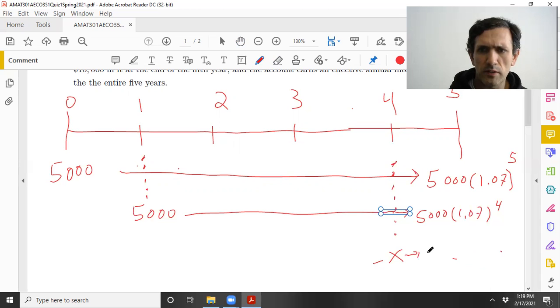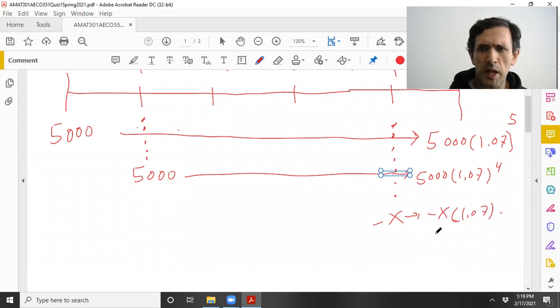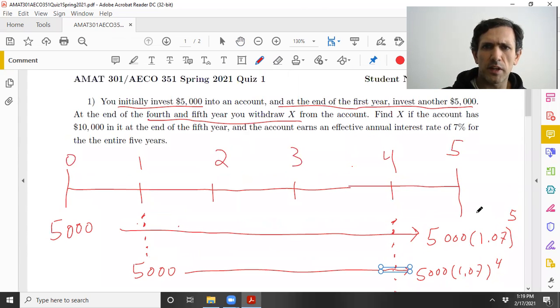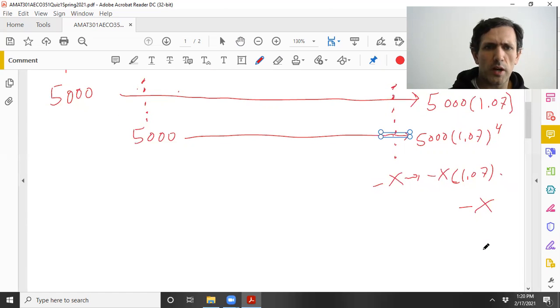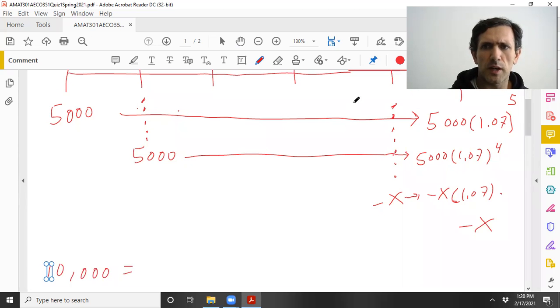Okay, so this is minus X times 1.07. And last but not least, we have the minus X at the end of the fifth year. And that accrues no interest because we're looking at the account at the end of the fifth year. All right, so 10,000 is how much we have at the end of the fifth year. And adding all these up is also how much we have at the end of the fifth year.